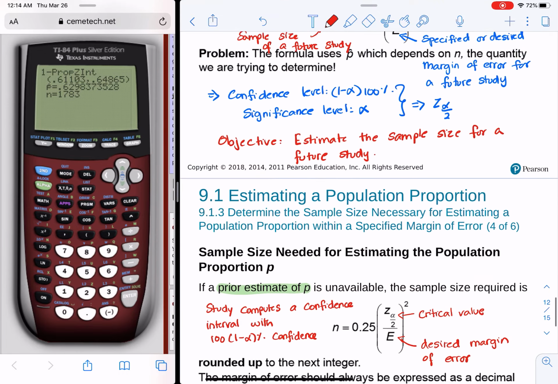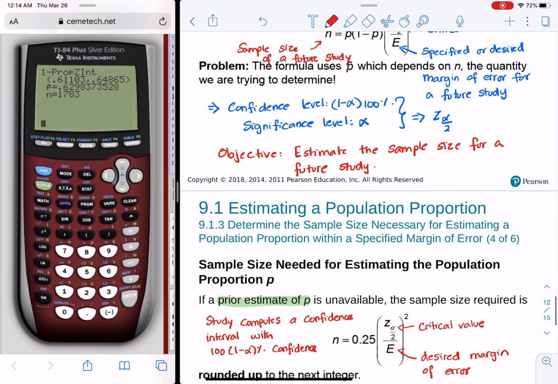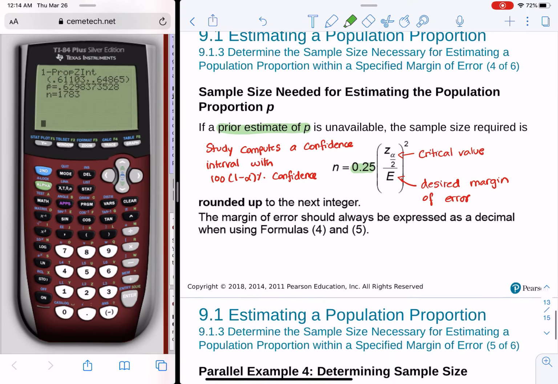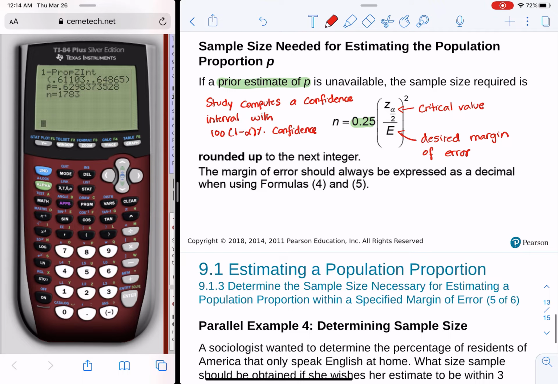You can notice the difference. Over here it is p hat times 1 minus p hat. Here we have 0.25 because we do not know p hat. How did we get that 0.25? If I make an assumption that p hat is 1/2, then p hat times 1 minus p hat is 1/2 times 1 minus 1/2, which is 1/2 times 1/2, that is 1/4, and that would give us 0.25. Then that's how we got that 0.25 up there.